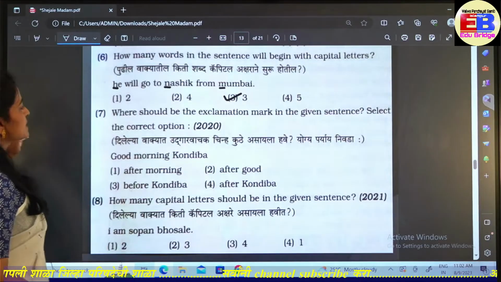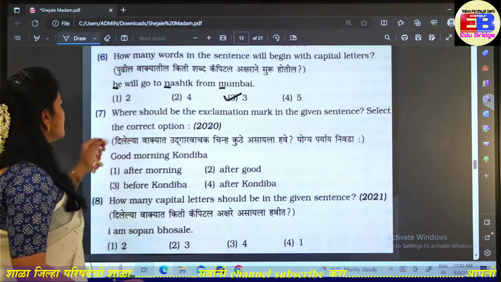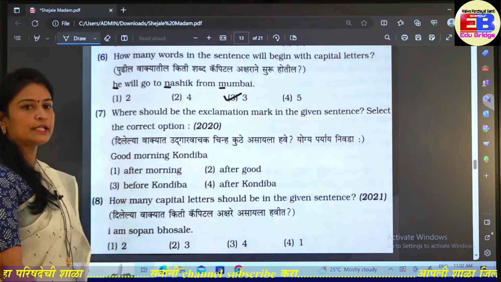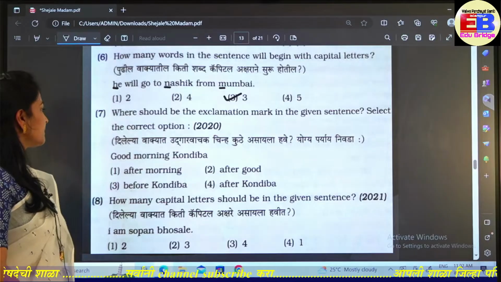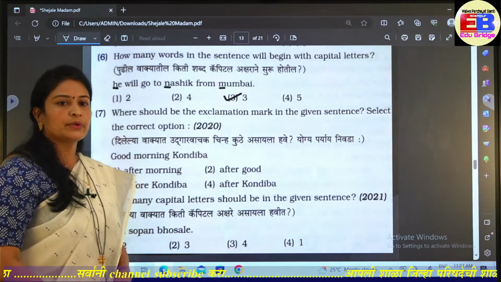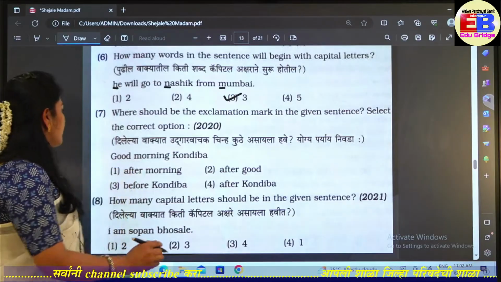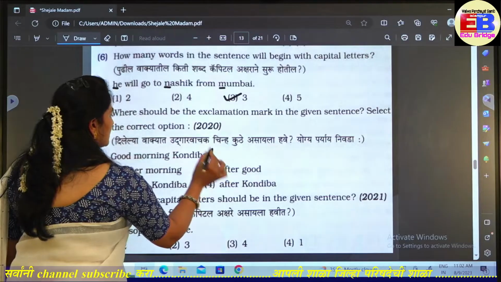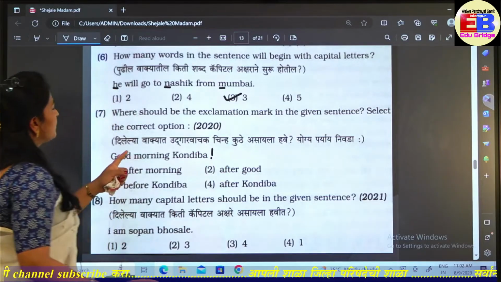Where should be the exclamation mark in the given sentence? Select the correct option. The same question has been asked in the 2020 examinations here. Question is, good morning, Kondiba. So after Kondiba, there will be an exclamation mark. So where will be the exclamation mark?